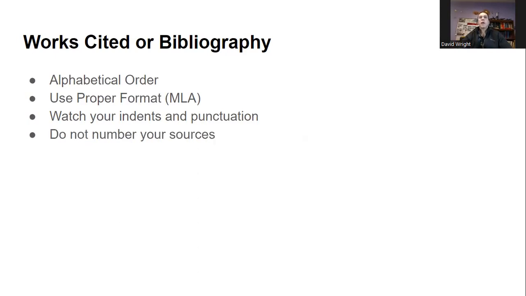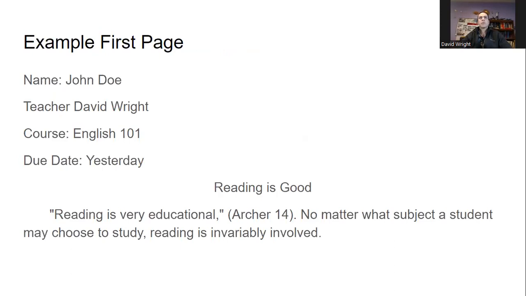Do not number your sources in your bibliography. They need to be in alphabetical order. Here's an example of the first page of your essay and the first 2 sentences. Notice we've got the name, that's your name, John Doe. Then your teacher's name, in this case, it's David Wright. And then the course, perhaps it might be English 101.